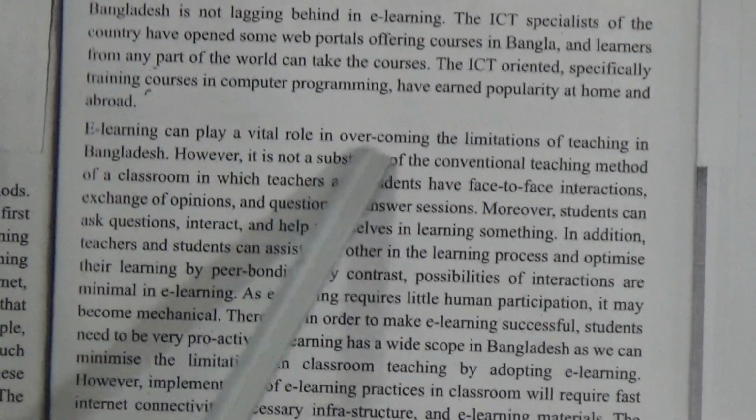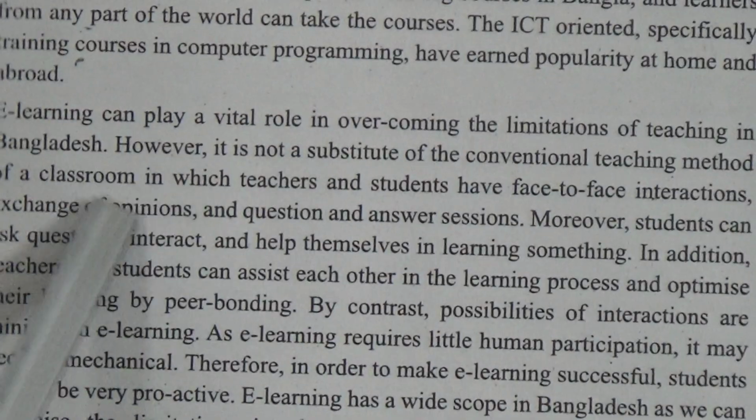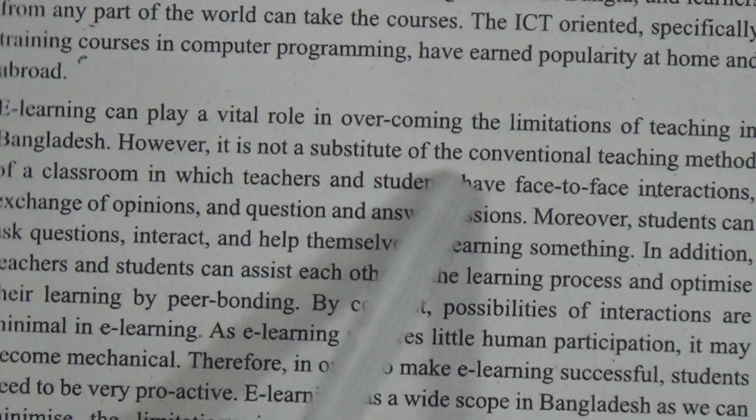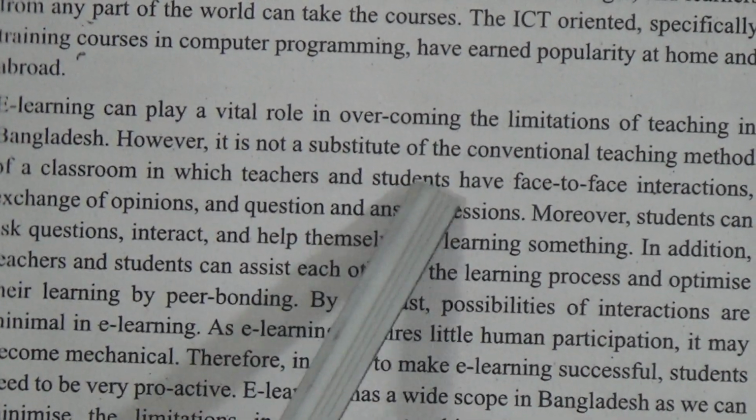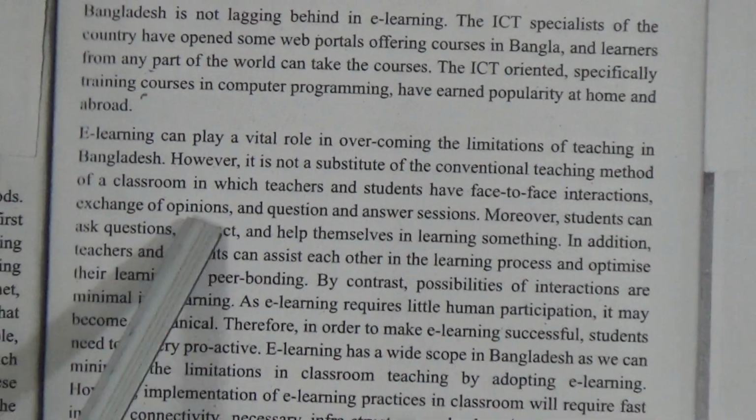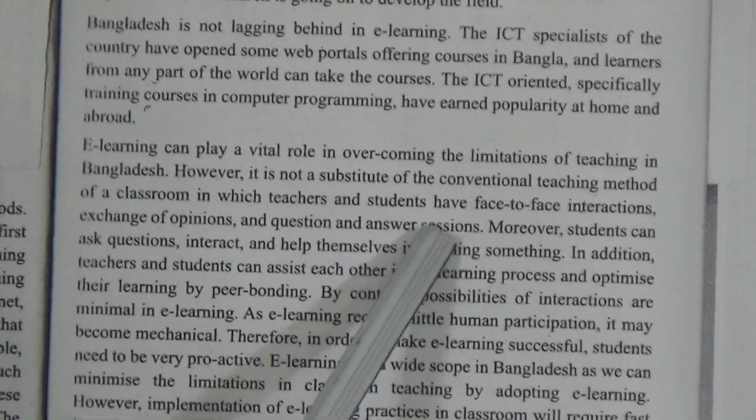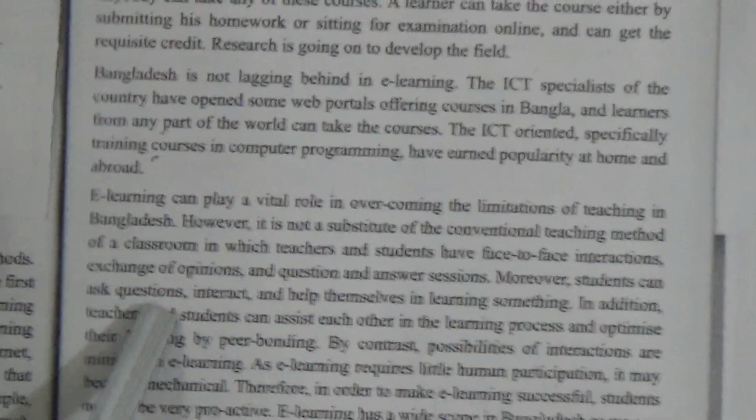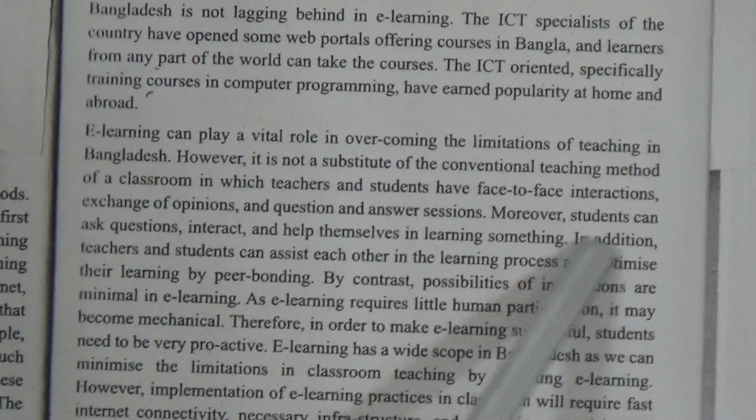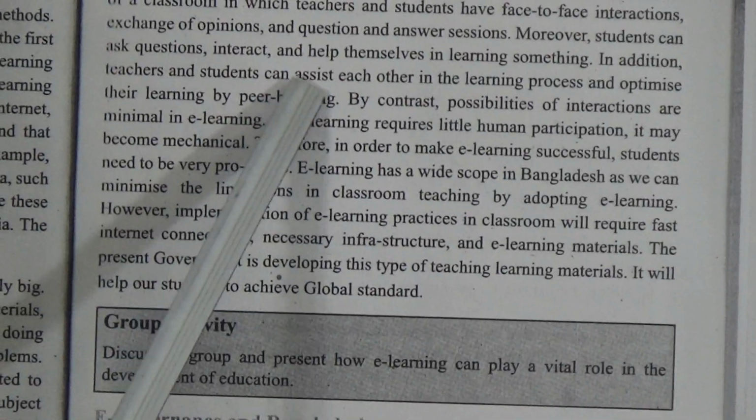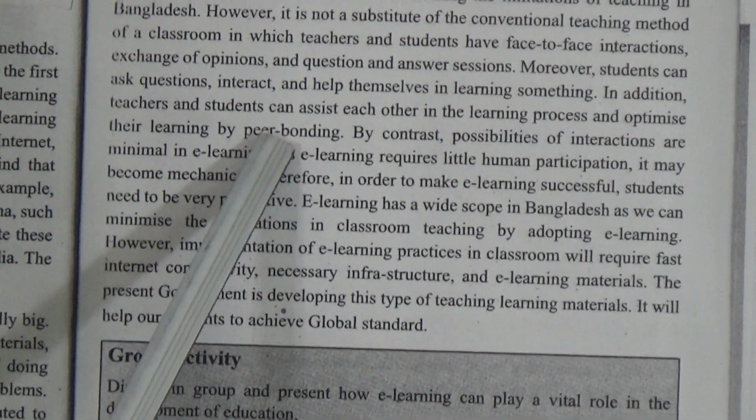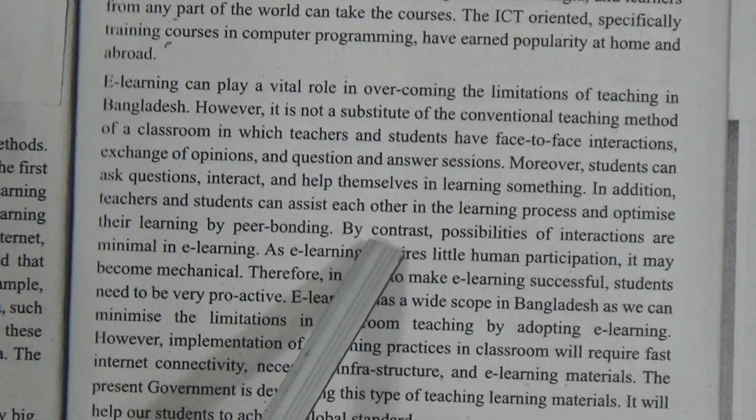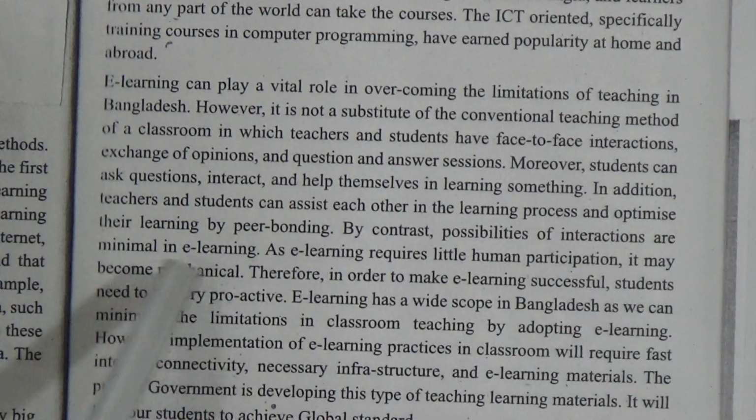E-learning can play a vital role in overcoming the limitations of teaching in Bangladesh. However, it is not a substitute for the conventional teaching method of a classroom in which teachers and students have face-to-face interactions, exchange of opinions, and question and answer sessions. Moreover, students can ask questions, interact, and help themselves in learning something. In addition, teachers and students can assist each other in the learning process and optimize their learning by peer bonding. By contrast, possibilities of interactions are minimal in e-learning.